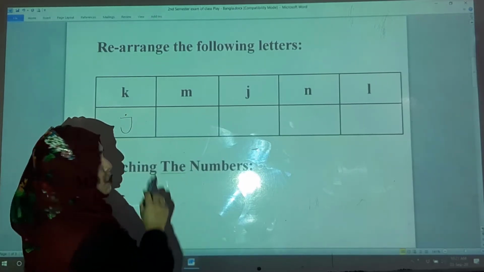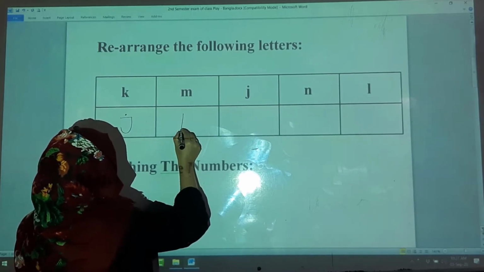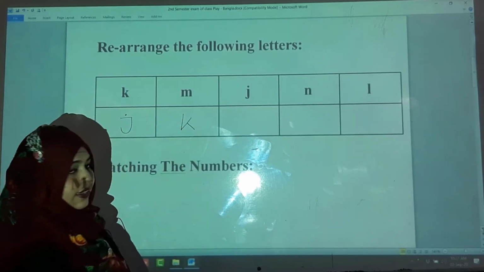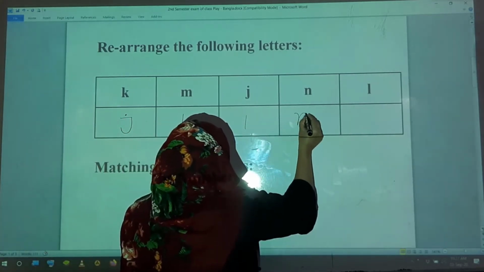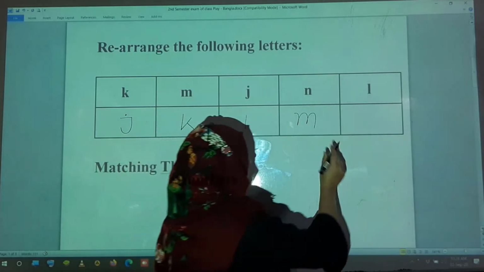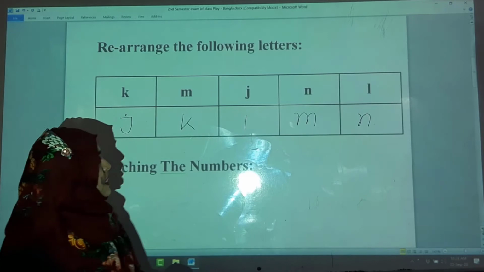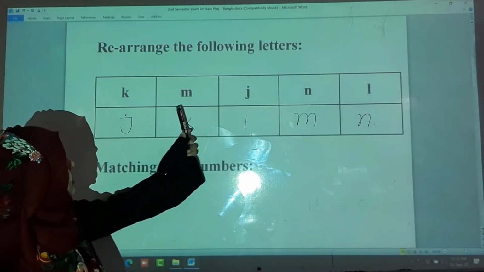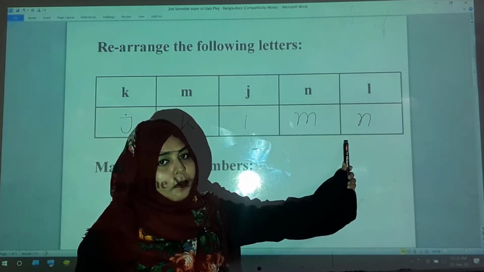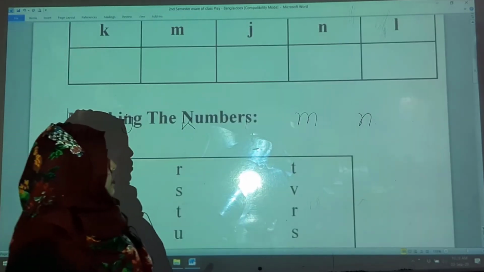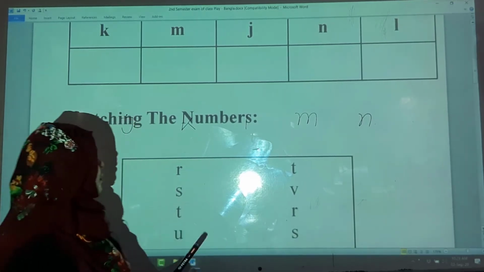Then what do we have after J? It will be K. K, L, M and N. Just like that, we have to find the sequential letters and fill these boxes with them. Okay? Okay, dear students, this was our rearrange. We are going to our next topic.